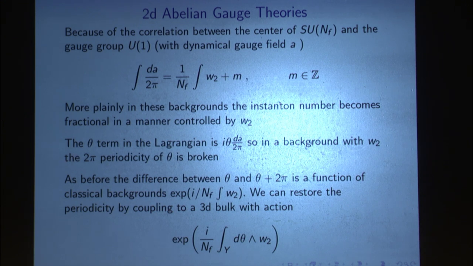Okay. Now the theta term in the Lagrangian is this, i theta dA over 2 pi. So if I turn on a background with non-trivial w_2, the 2 pi periodicity of theta is broken. When w_2 was 0, the integral of dA over 2 pi was an integer, and theta was periodic with period 2 pi. Now, when w_2 is non-zero, theta is no longer 2 pi periodic. But as I stressed here, since the fractional part is determined by this classical background w_2, I can restore the periodicity by coupling to a 3D bulk with this kind of action.